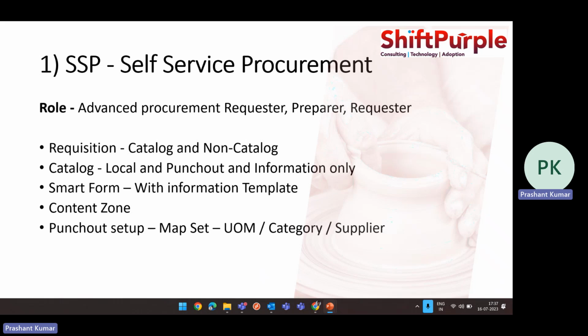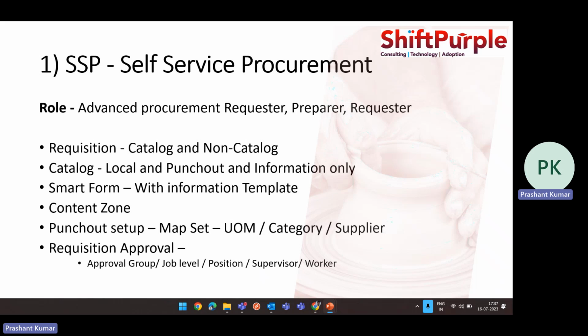Then content zone, then punch out setups. We do punch out setups in the catalog we define. In addition to that, we need to do a map set setup as well for punch out. It's an Excel file, downloaded and updated, a spreadsheet. Then map set setup can be dependent on the UOMs or category or supplier. For category, let's say we have a punch out with Amazon. Amazon says some other category, 1011 something, and we call it a computer accessory. So this category mapping needs to be done in this map set when we go for this punch out setup. I have a good video on this. You can go through that.